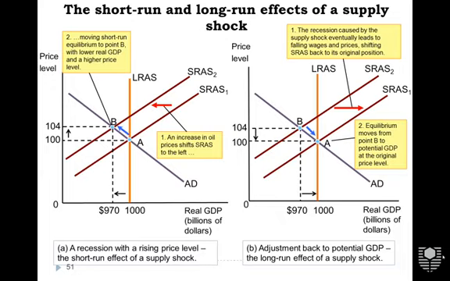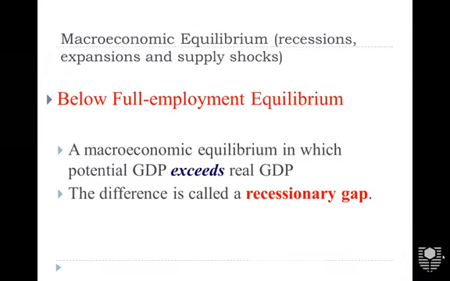So in the short run, we move from A to B, but in the long run, we come back from B to A, and ultimately, in the long run, we always come back to the potential level of GDP. If we're producing below the full employment equilibrium, there is a gap because we're producing less than the potential output level, and this gap is known as the recessionary gap.